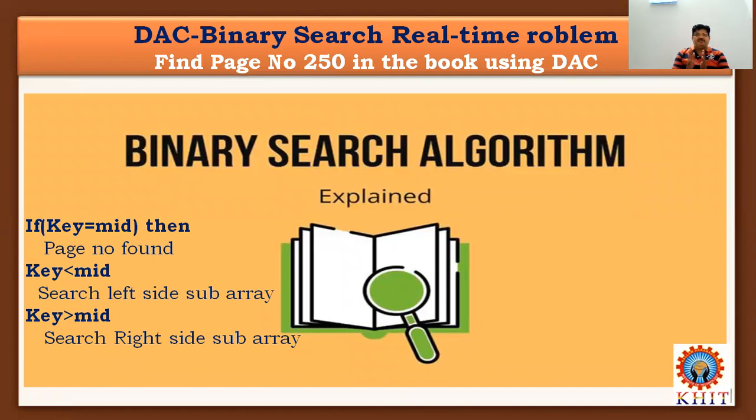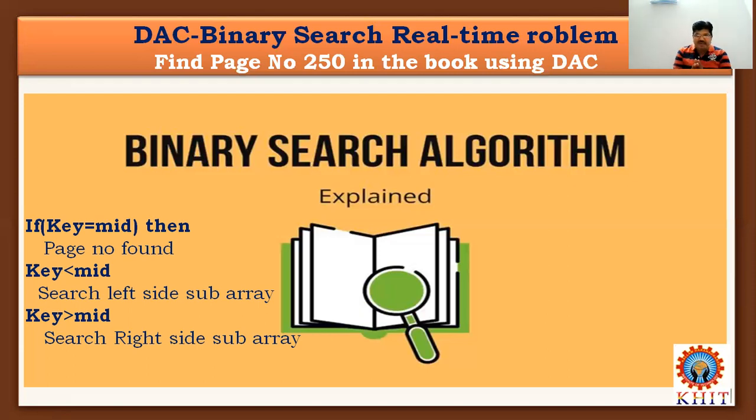But there is a way to find page number 250 in the given book. The first process is: start from page number 1, turn the page, move to page number 2, turn the page, move to page number 3, continue the same process till you reach page number 250. Once page number 250 is found, you will get the solution, you can close the book, you will get the answer.